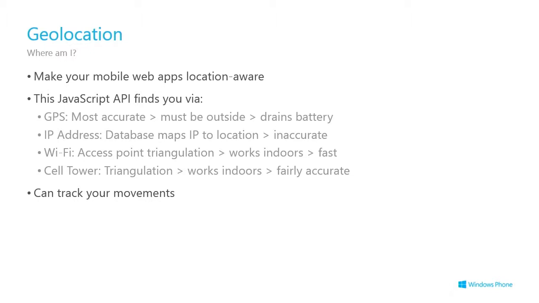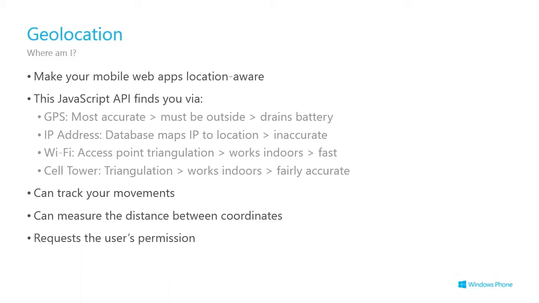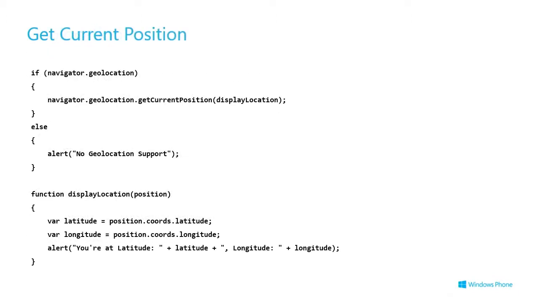Obviously, you can also track your movements, just if you were building a location-based app. The web can do that too. You can also use some trigonometry. You can measure distance between coordinates. And the other thing, though, is you can't be Big Brother and track people without a person saying yes, it's okay. And so it pops up and requests the user's permission every time you want to do it.